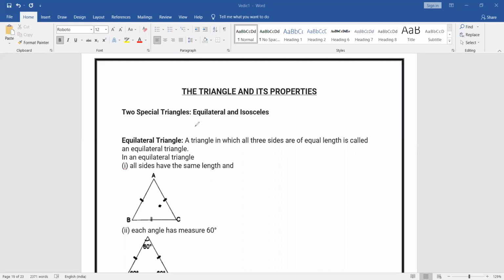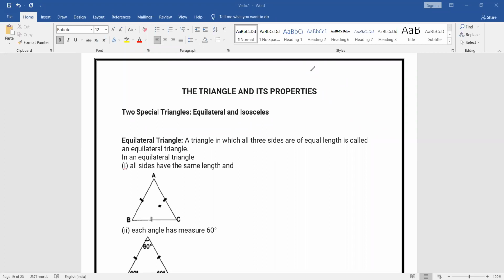Today in our chapter, that is triangle and its property, we will discuss two special triangles, that is equilateral and isosceles triangle. About these two triangles we will discuss, and right angle triangle also.